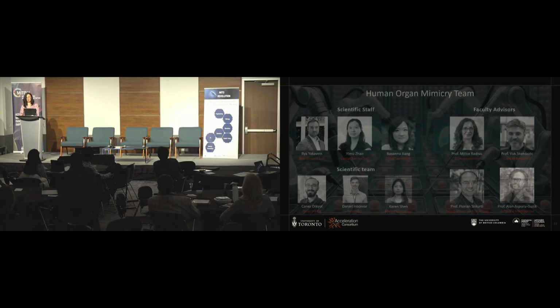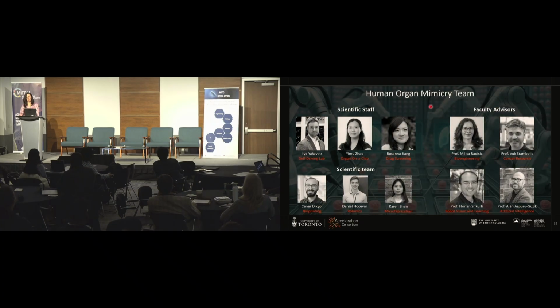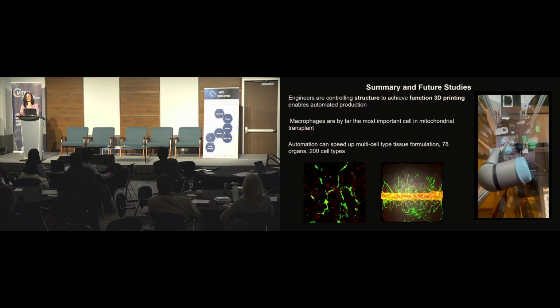So I'd like just to thank the human organ mimicry team of the Acceleration Consortium, and to leave you with this summary that I believe macrophages are by far the most important responder to mitochondrial transplant. And maybe that's the reason mitochondrial transplant works in every tissue, is because there are macrophages everywhere. And as engineers, we're controlling structure to achieve function.